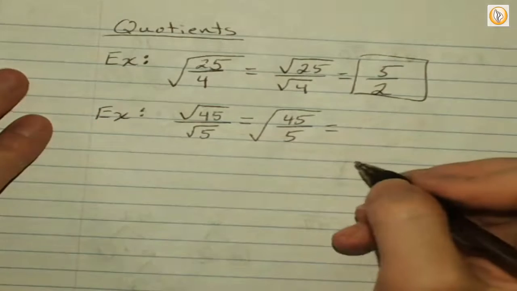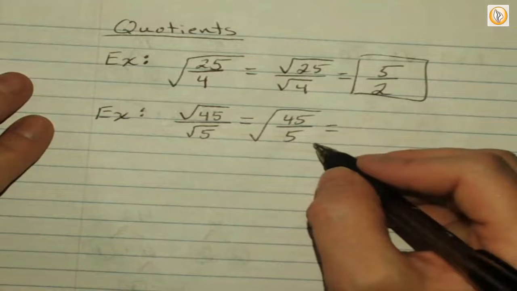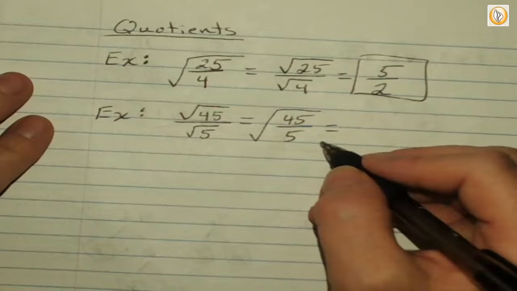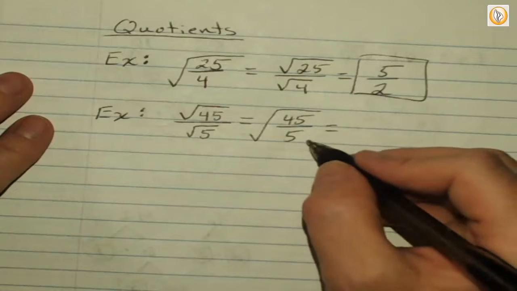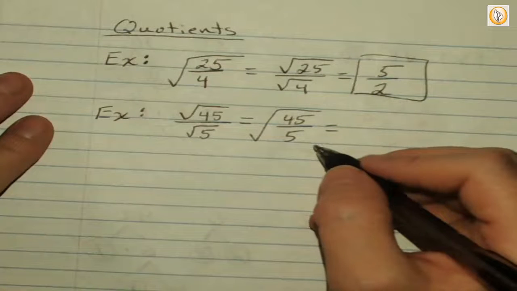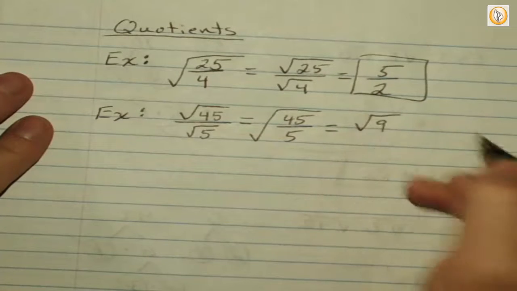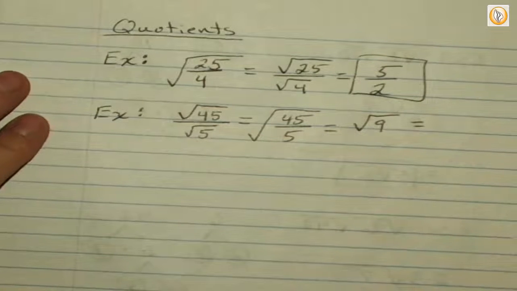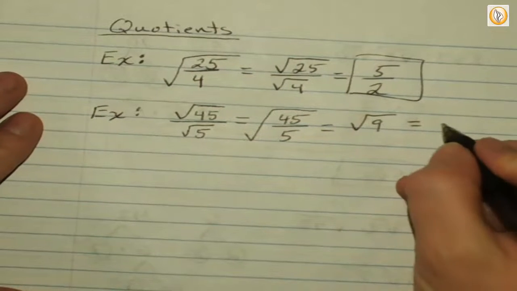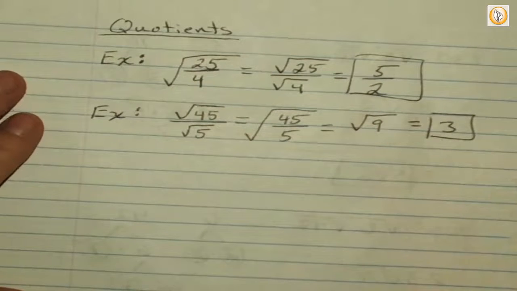Can we do 45 divided by 5? What is that, Joanne? 45 divided by 5? Square root of 9. Is that a perfect square now? Cecilia, what would that be? 3. And there's your answer.